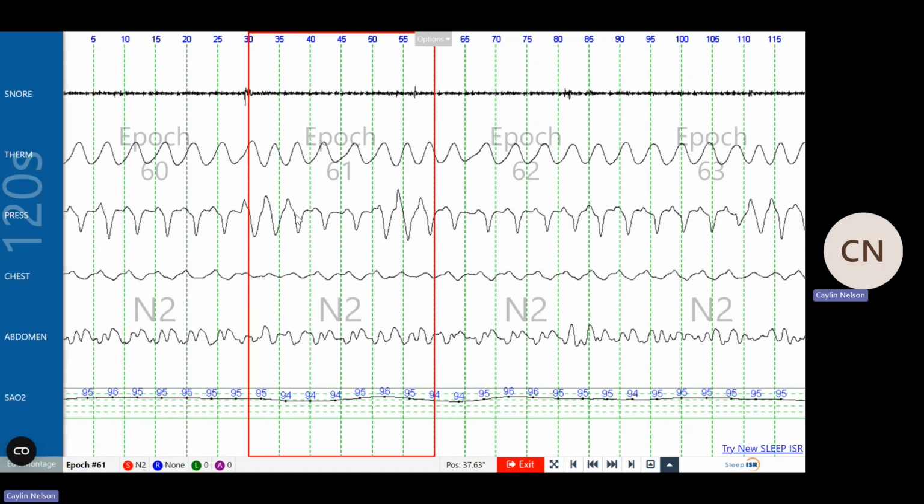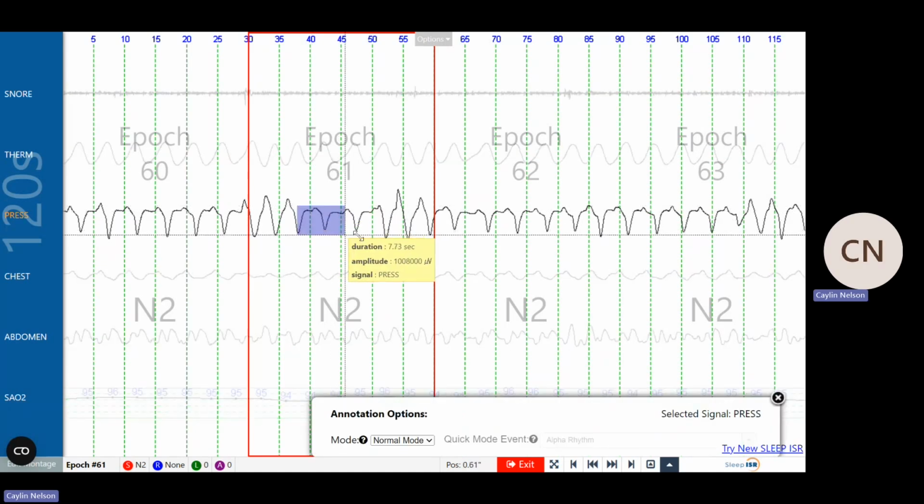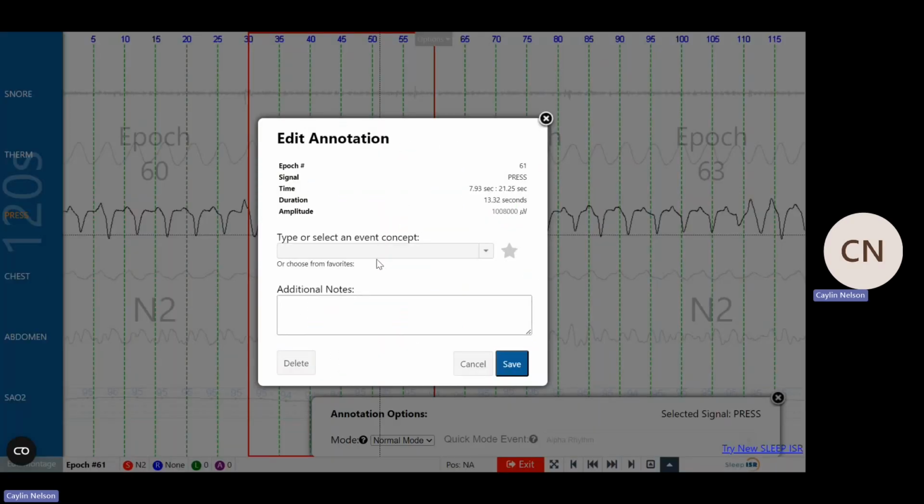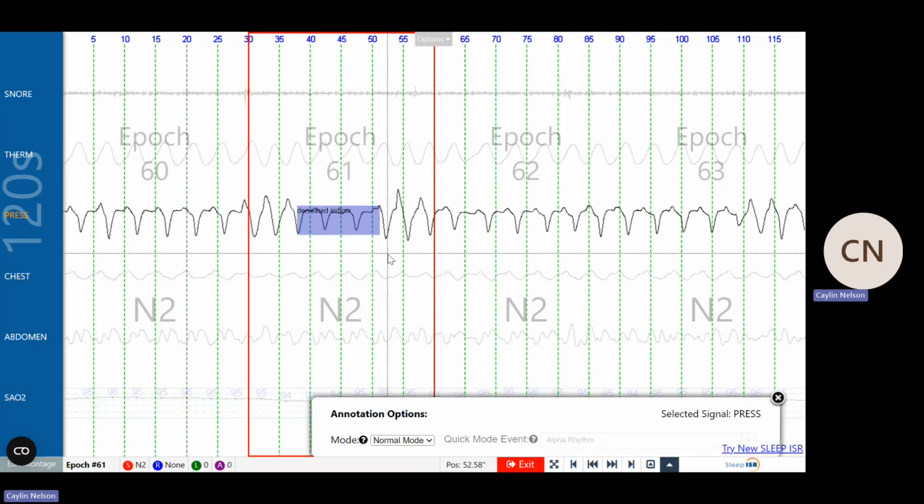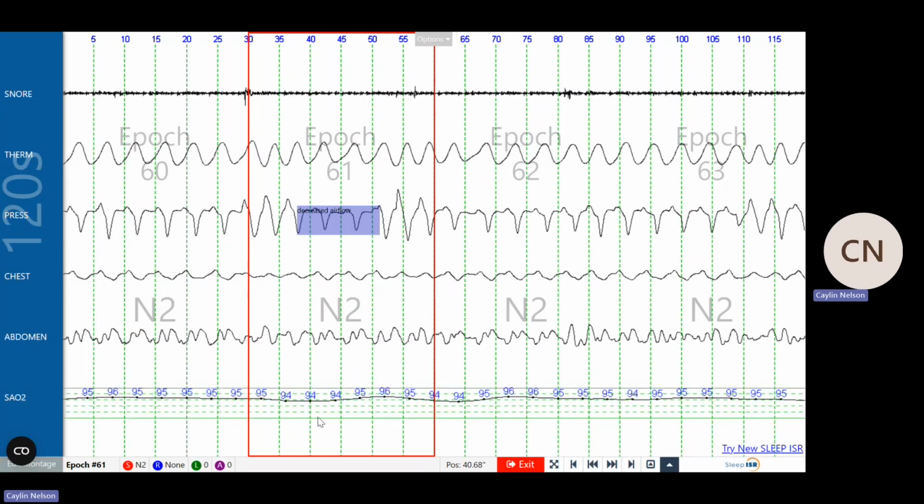Even if you can actually look at the breath right beforehand and see how it's different from the breath right after. So we have that decreased airflow. We'll look in our SaO2 to see if there's any 3% desaturation to go with it, or was that not enough to really cause the oxygen levels to go down.